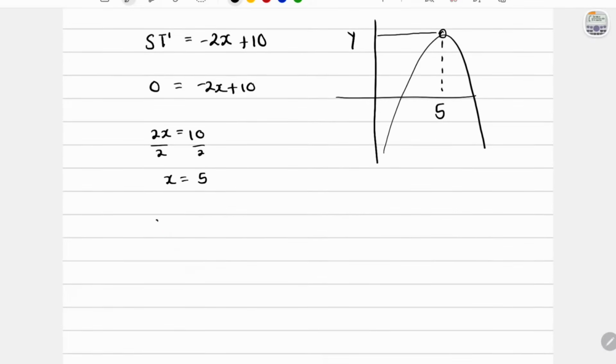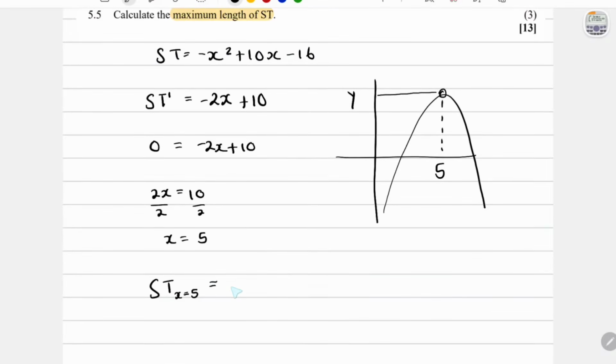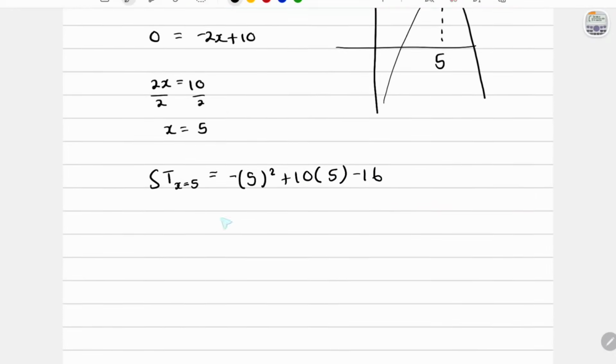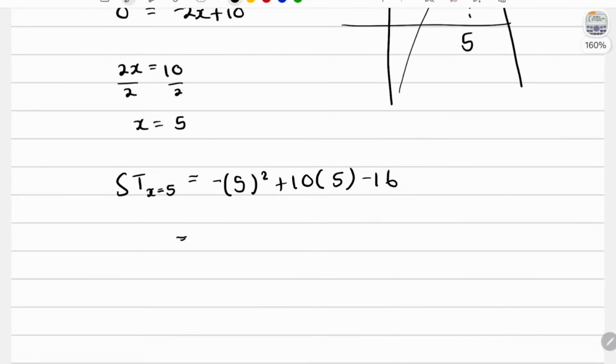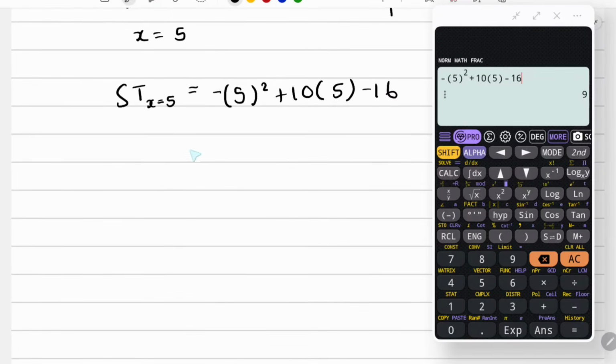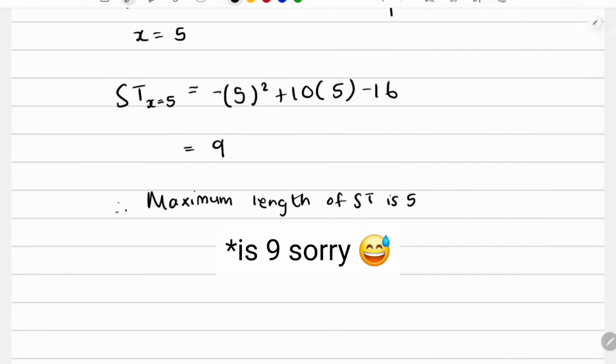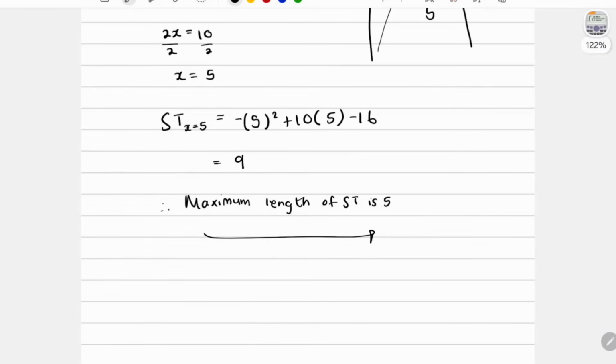So we can do that and say that s t, substituting where x is equal to 5, is going to be negative, and we have 5 all squared plus 10 times 5 minus 16. And that will give you your maximum. So let's go ahead and find that. And our answer for s t, the maximum, is 9. Okay, so we can go ahead and tell them that the maximum length of s t is 9. Okay, so that is that question, and we are done with question 5.